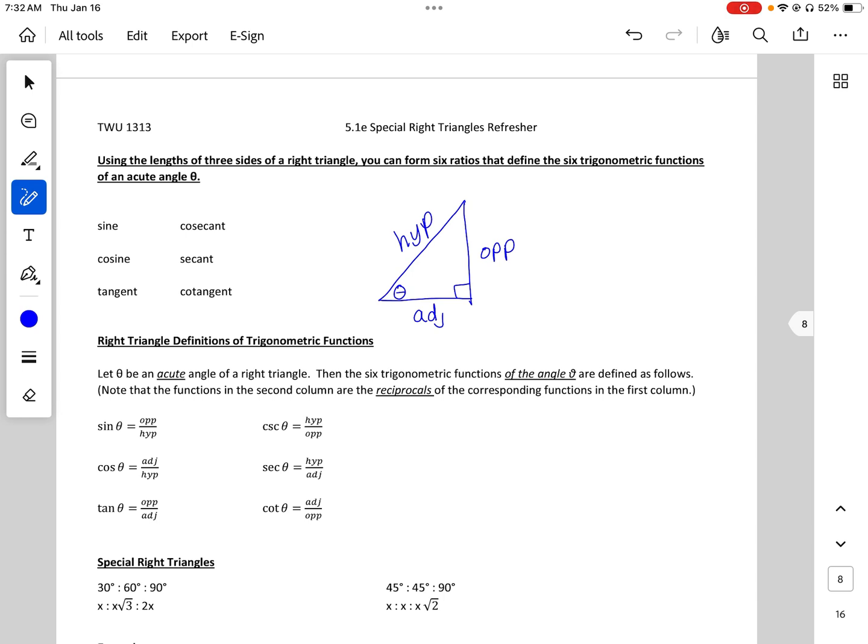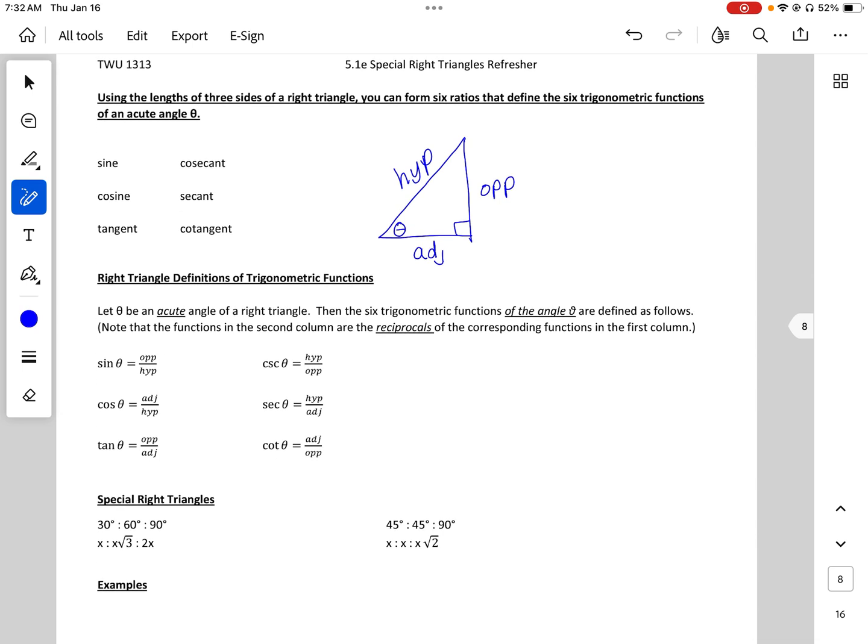So we have sine, cosine, and tan. Then we have cosecant, secant, cotangent. So here are the trig ratios. Sine is opposite over hypotenuse, cosine is adjacent over hypotenuse, tan is opposite over adjacent. And then you do the reciprocal for cosecant, secant, and cotangent. So let's remember SOHCAHTOA.